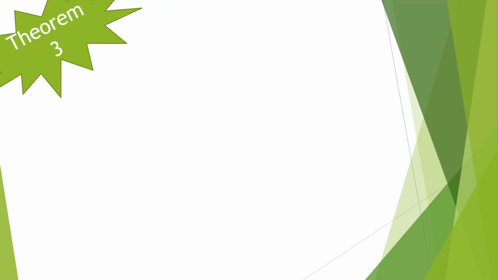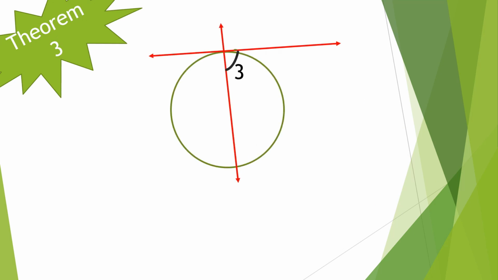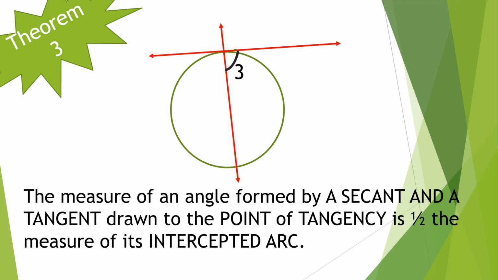Let's proceed to theorem number 3. So we have here a figure. A secant line and a tangent line meet at a point on the circle, and it formed angle 3. So how do we get angle 3? In this theorem, the measure of angle 3 formed by a secant and a tangent drawn to the point of tangency is 1/2 the measure of each intercepted arc.